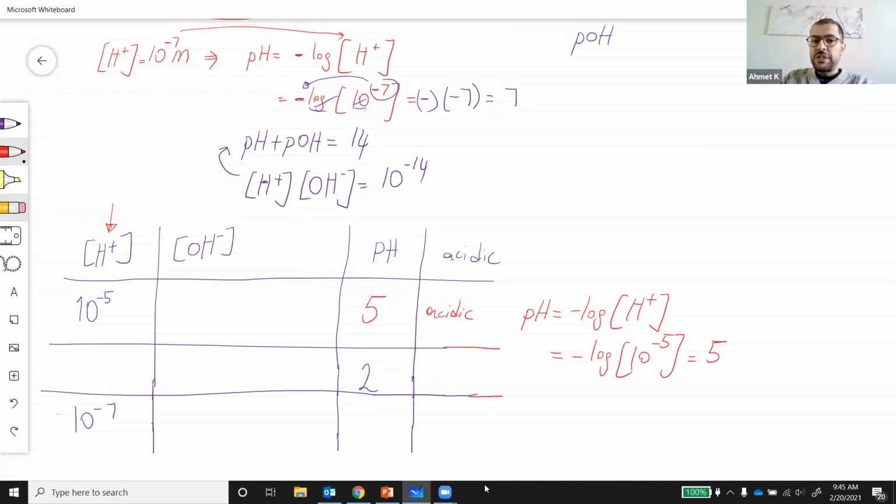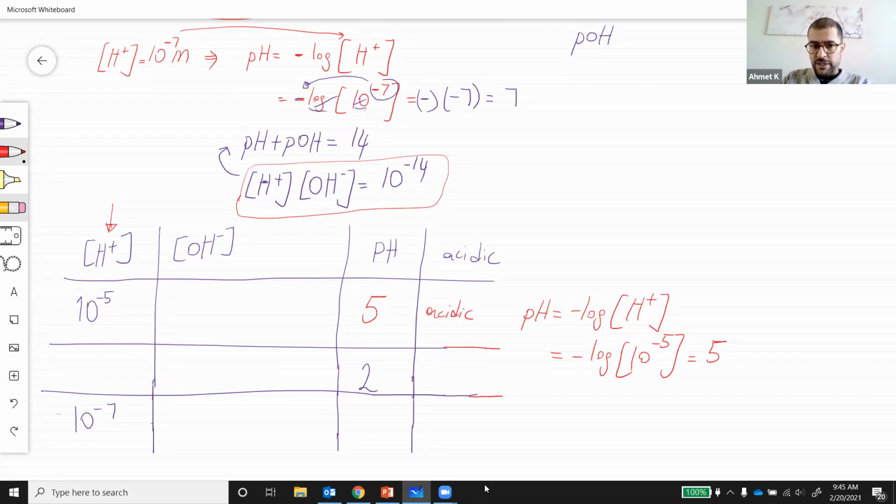But what about the OH? How can I find the OH? Did anybody find the OH? 10 to the negative 9. How did you find it, Timothy? It has to add up to 14. Okay, again, you can do this two ways. I gave you this formula, or you can use this one, either way. So let's use the second one, this one.